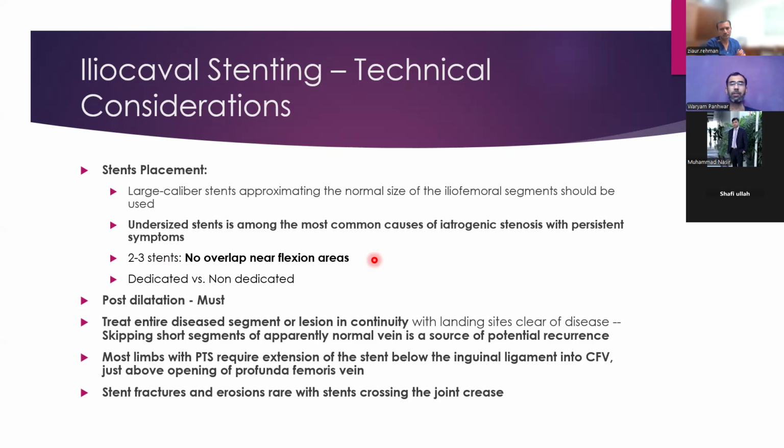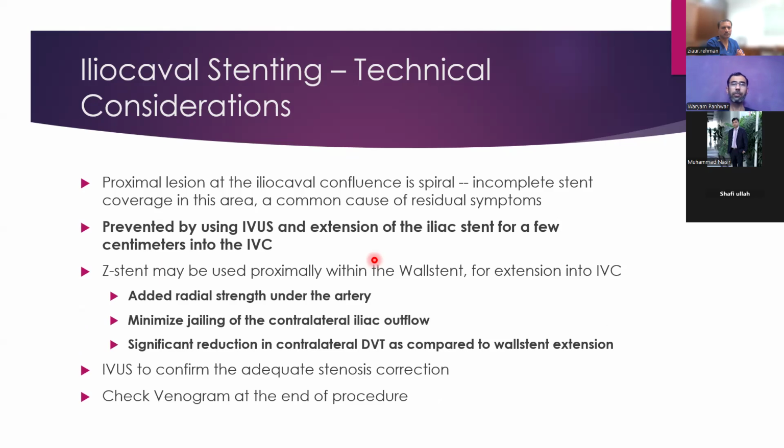In arteries, we avoid crossing the joints, but in veins, there is no such concern, and they can be crossed easily, with a wide range of literature available and no debate on this thing. Stent fracture and erosions are rare with stent crossing the joint crease. Proximal lesion at the iliocaval confluence is a spiral incomplete stent.